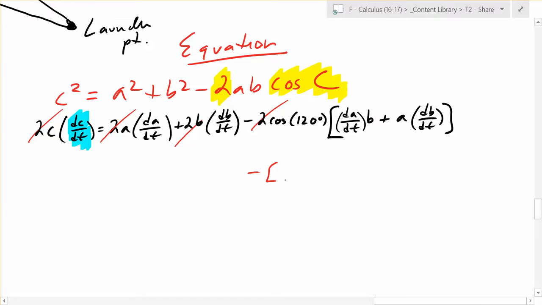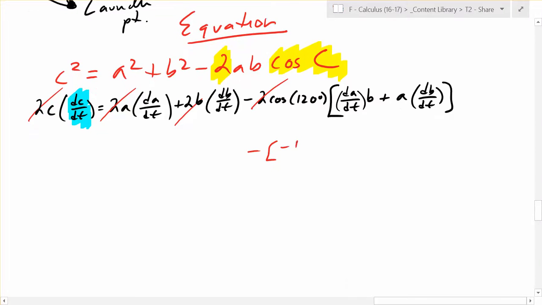What is it? Negative 1. Yeah, you sure? You're positive? Okay, sounds good. Just making sure. Are there other things we can plug in? We know what dA/dt is. What's dA/dt? Is that 1,000?